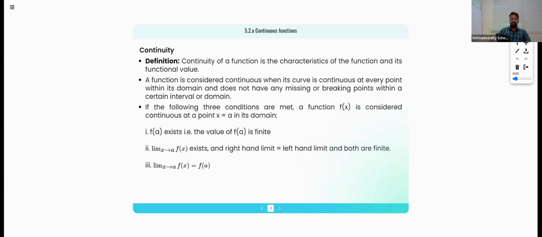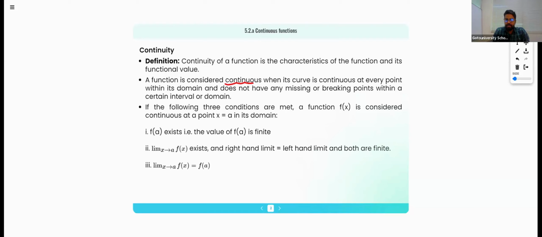Definition of continuity. This is what the definition says. The continuity of a function is a characteristic of that function and its functional value. It is a very important fundamental character of a function. A function is considered continuous when its curve is continuous at every point within the domain and does not have any missing or breaking points within a certain interval or domain.